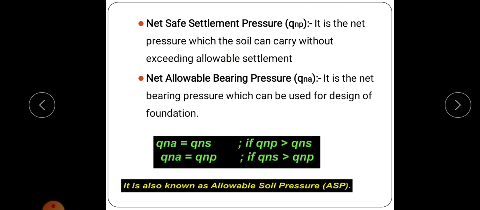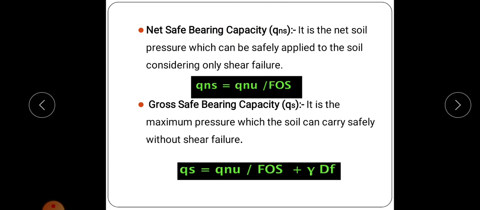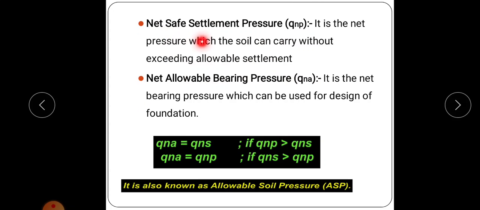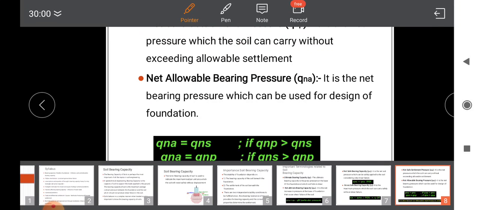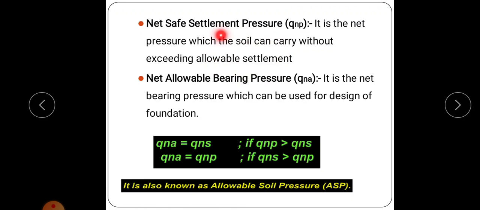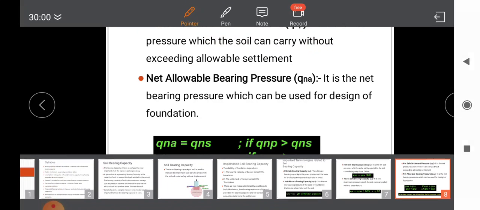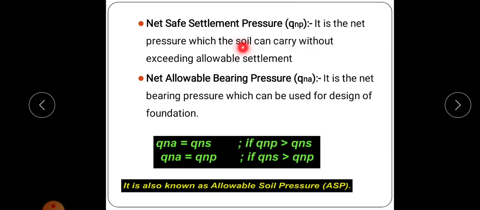Net safe settlement pressure means the net pressure which the soil can carry without exceeding allowable settlement. In the previous case of bearing capacity, the definition was without having shear failure. Here, the settlement should be within the permissible limit. Within that permissible limit, the pressure carried by the soil is known as net safe settlement pressure, that is QNP. That is the definition based on settlement.